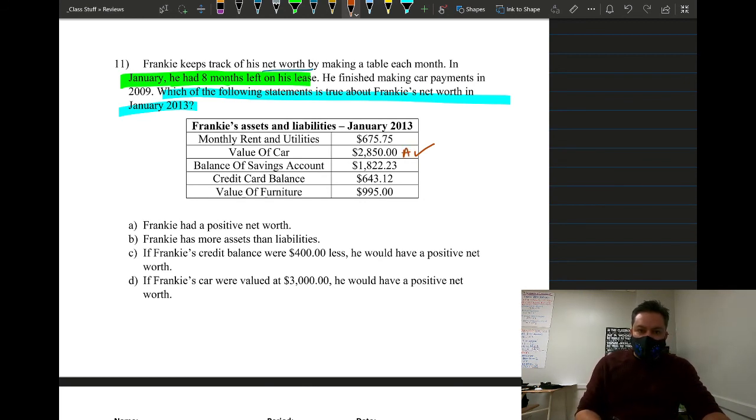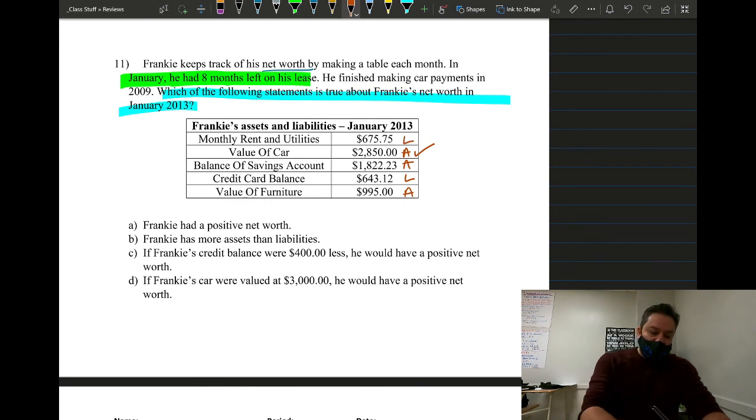Any money that he has in his checking or savings account is going to be an asset. If he's making payments on something, credit card bills or whatever, that's going to be a liability. So the value of the furniture, they give you a value. It's not saying that he's still paying for the furniture. That's going to be an asset. And then the monthly rent and utilities, that's going to be a liability.